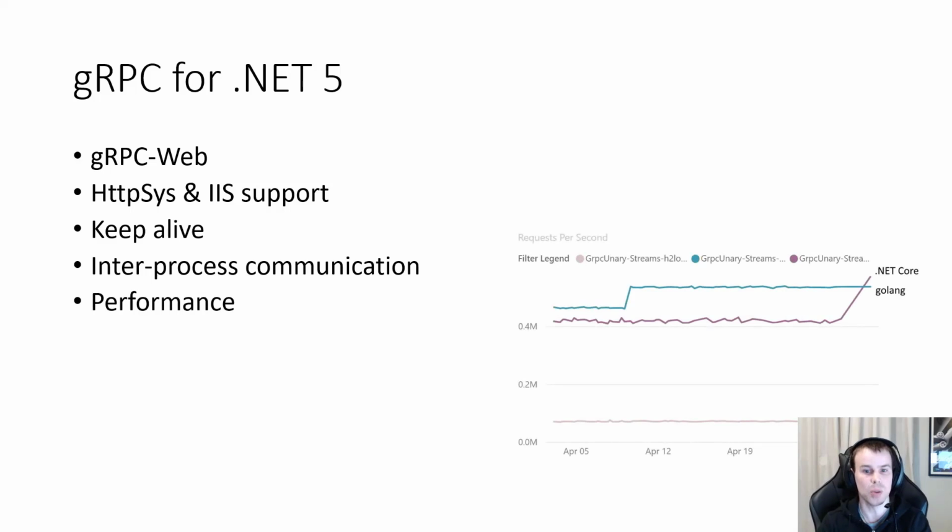And performance. Performance has been a very big focus for us with .NET 5. And you can see here with this graph us overtaking Golang. This happened back in April. Since then we've made many more performance improvements, and gRPC on .NET 5 has just continued to improve in performance. So some of the performance related features we've added: HPACK header compression with responses from Kestrel are now supported.